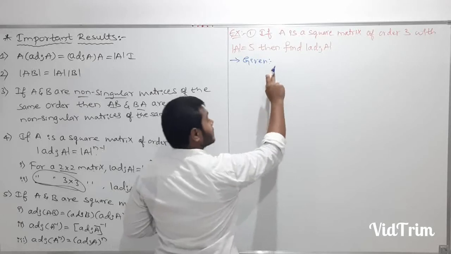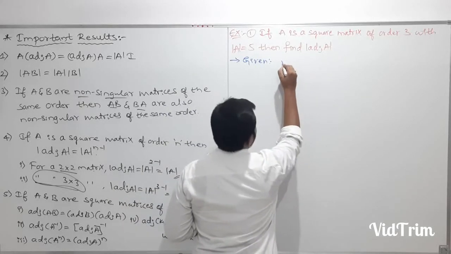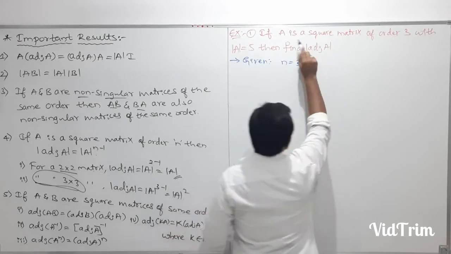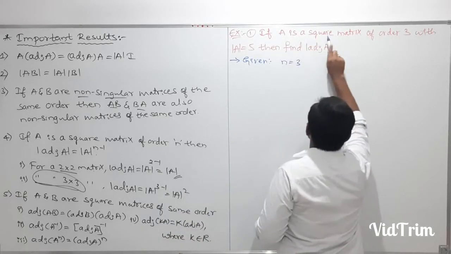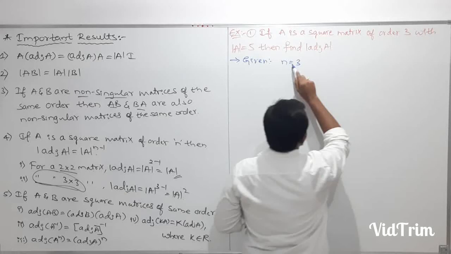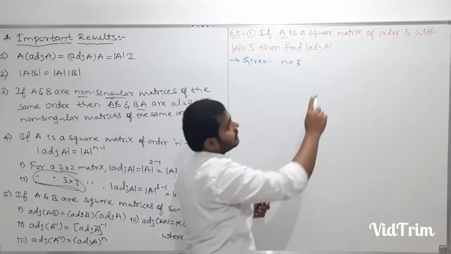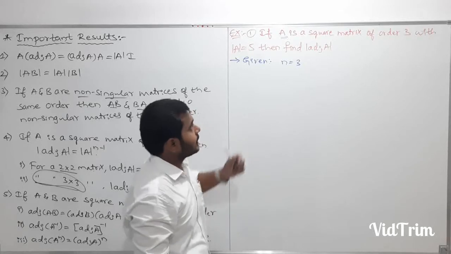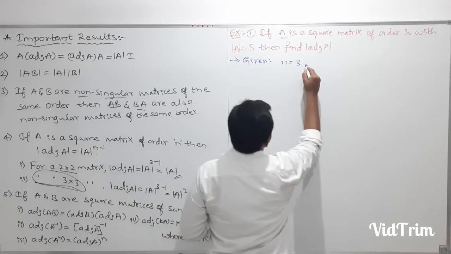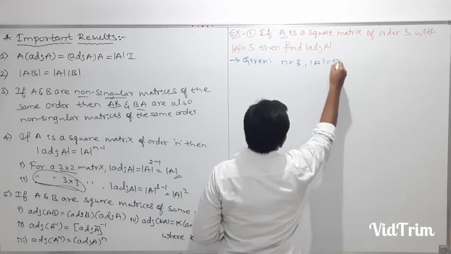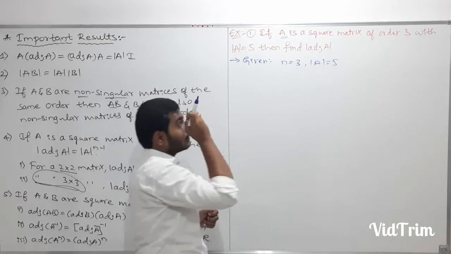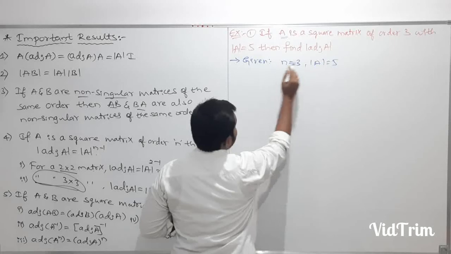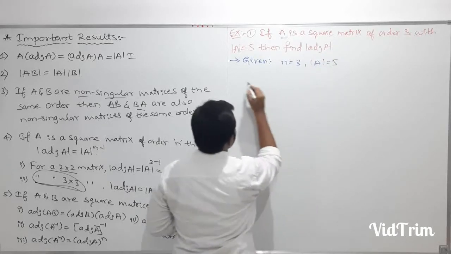Given that A is a square matrix of order 3. So what does order indicate, my students? The n value is given to you. If A is a square matrix of order 3, the matrix order is nothing but your n value. So n is equal to 3 with determinant of A equal to 5. They have given determinant of A also, and they asked that you should find determinant of adjoint of A.